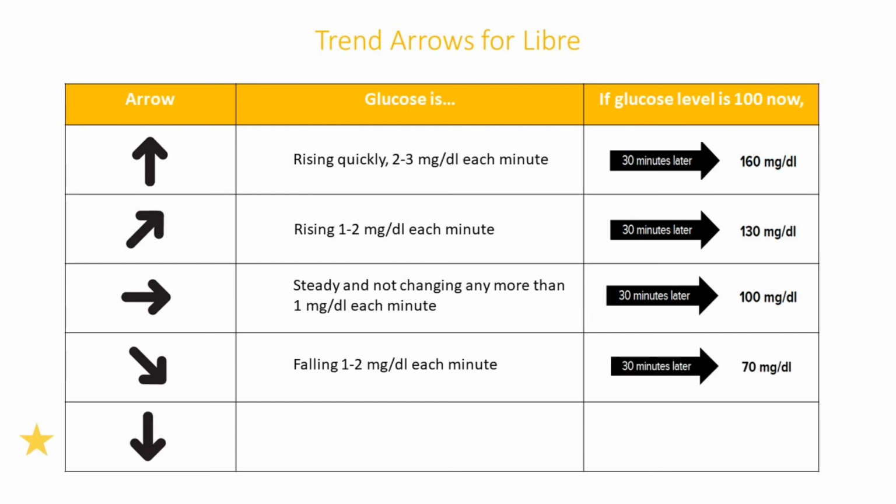And then finally, a straight down arrow on this system means that glucose is falling quickly, or 2 to 3 milligrams per deciliter per minute. And that means if glucose levels are at 100 now, they are predicted to be as low as 40 in 30 minutes. Knowing what the arrows mean on the CGM is essential.